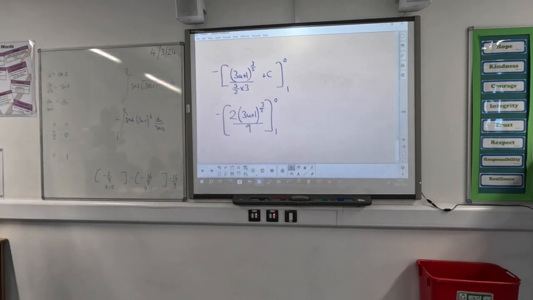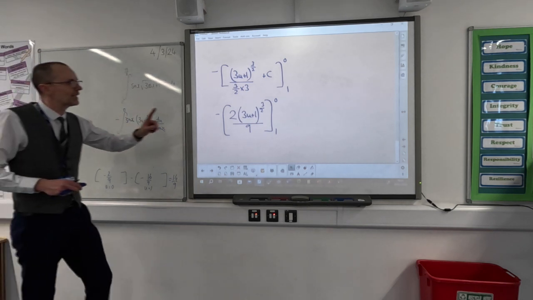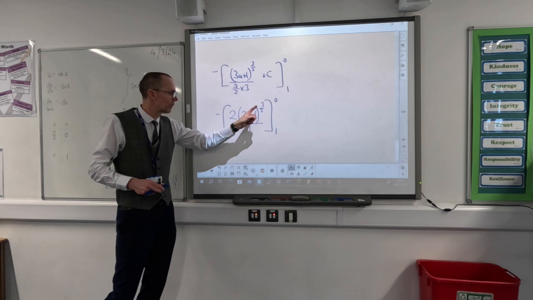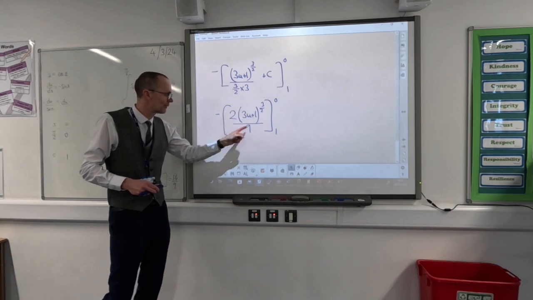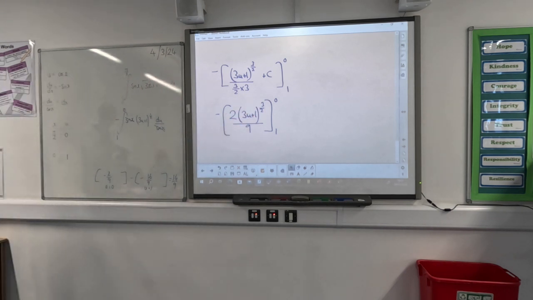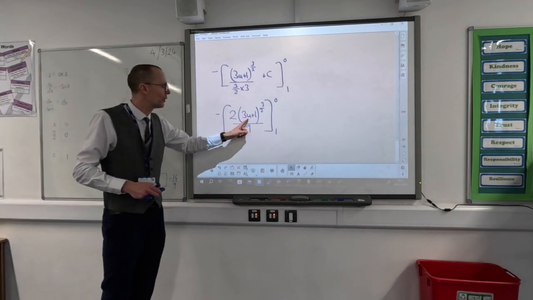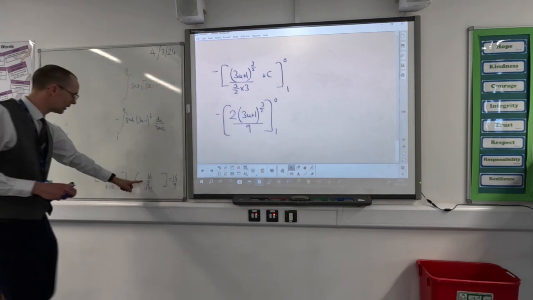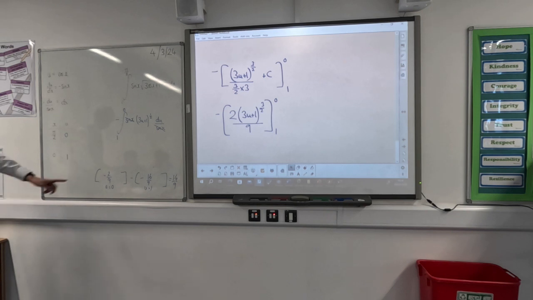Mustn't forget the minus. So when u is 0, this is 1. Square root of 1 is 1, cubed is 1, so you get 2 times 1 over 9, minus 2 ninths, not forgetting the minus. And when u is 1, that's 4, square root of 4 is 2, cubed is 8, 2 times 8 is 16 over 9, don't forget the minus, minus 16 over 9. So you end up with minus 2 ninths plus 16 ninths, which is 14 ninths. Bish, bash, bosh.